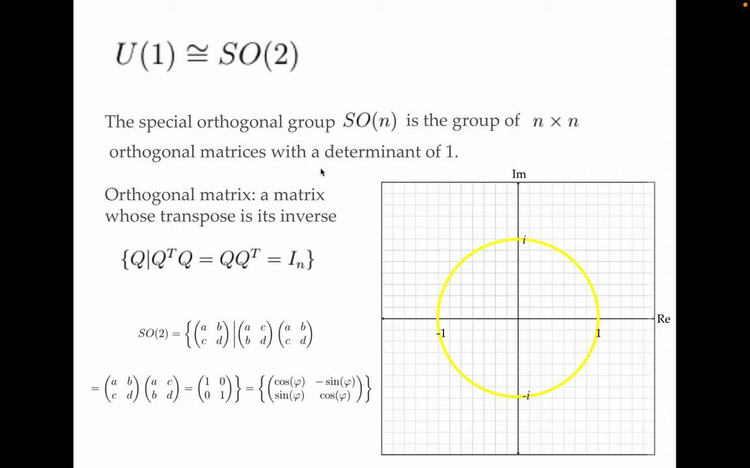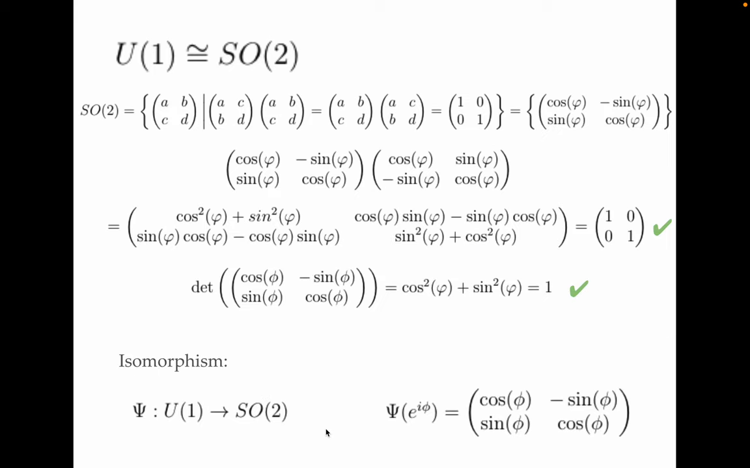We can define SO2 like this, in this matrix form. So here's our proof that matrices of this form are indeed elements of SO2. Geometrically, we know that SO2 is the same as U1, and we can clearly see that U1 maps to SO2 by this relation right here. We're not going to go through the proof of this, but this function is actually an isomorphism. Therefore, the two groups are isomorphic.